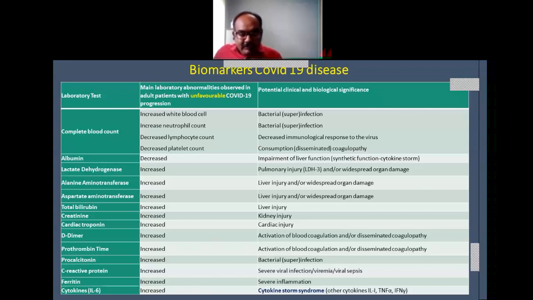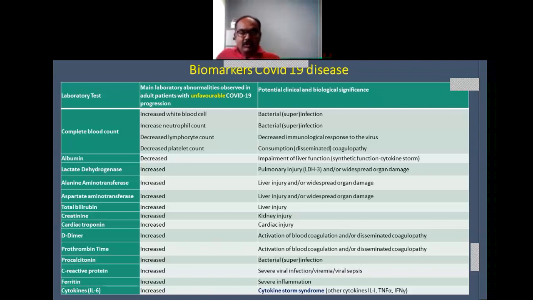So during an unfavorable condition, what happens? The CRP is very high. And ferritin is also an acute-phase reactant which is getting increased. And cytokines, especially IL-6, are getting increased. Other cytokines like IL-1, tumor necrosis factor alpha, and interferon gamma are also getting increased.